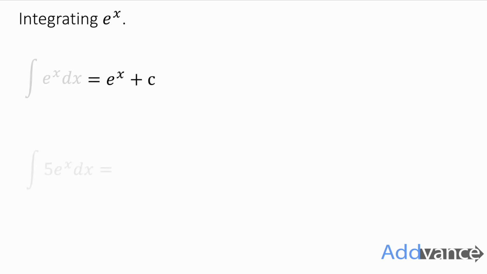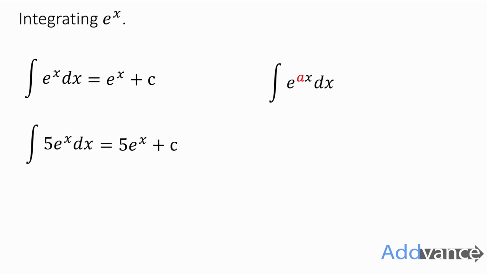Next, integrating e to the power x. E to the power x integrates really simply to be itself, e to the power x plus c. You might remember this rule from differentiation, where e to the x differentiates to be itself. Well, it also integrates to be itself. It's really nice. Just add the plus c on the end. Same if it's 5 times e to the power x, or any number times e to the power x. This is just 5e to the power x plus c.